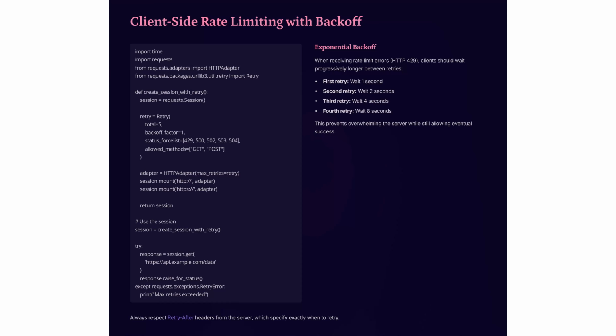Client-side rate limiting with backoff is crucial for handling API requests efficiently. Implement a retry mechanism using Python's requests library with exponential backoff to manage HTTP 429 errors. Start with a 1-second wait, doubling each time up to 8 seconds. Respect servers' Retry-After headers to avoid overwhelming the server and ensure successful request handling.